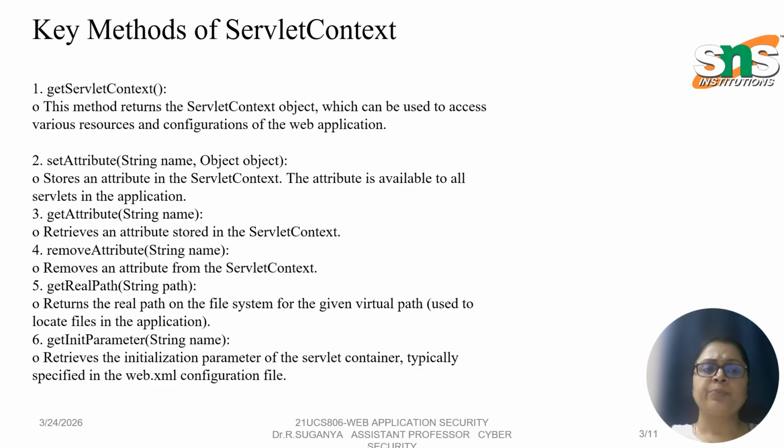And also setAttribute. We can set the attributes by giving the string name and the object. And getAttribute retrieves an attribute stored in the servlet context. removeAttribute removes an attribute with a string name. And getRealPath, we can give the path name as a parameter, which has to be a string. Okay, the string is our main keyword. And getInitParameter with a string name retrieves the initialization parameter, typically specified in the web.xml configuration file.